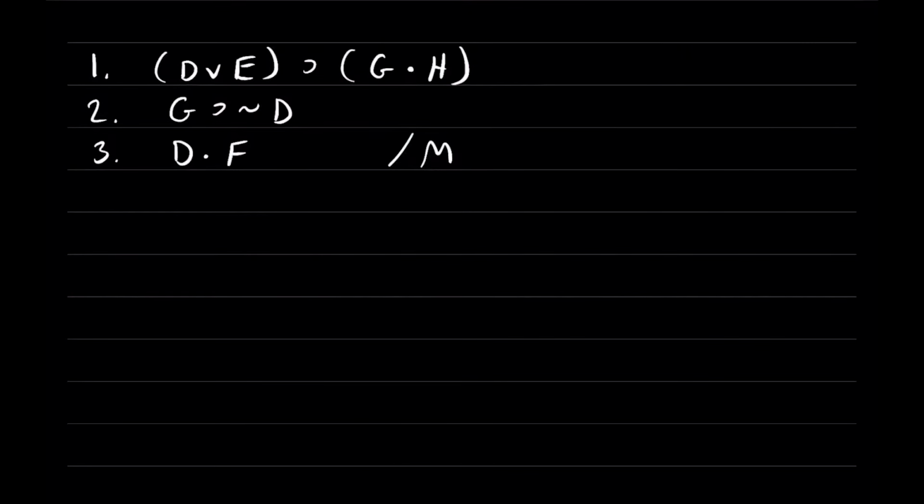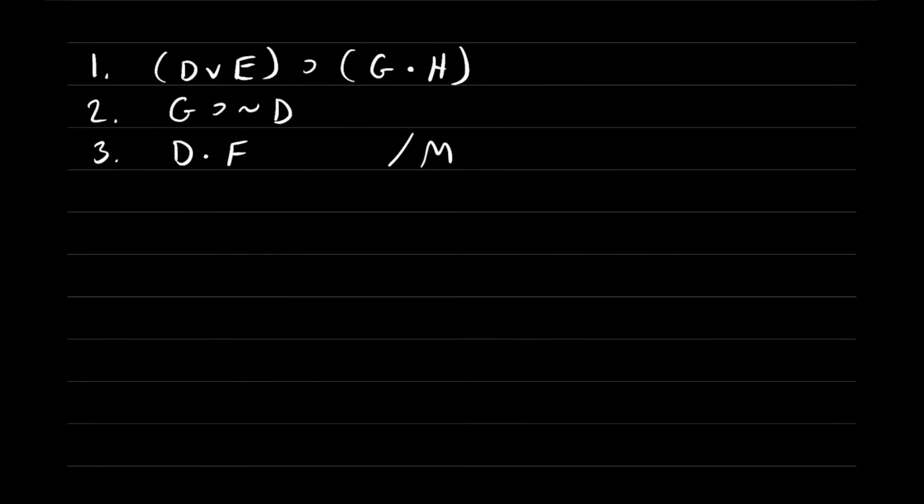Okay. Next example, we've got 3 premises. First is a conditional. It says if either D or E, then G and H. Line 2 tells us that G implies not D. Line 3 tells us that D is true and F is true. And we're trying to get M on its own line.